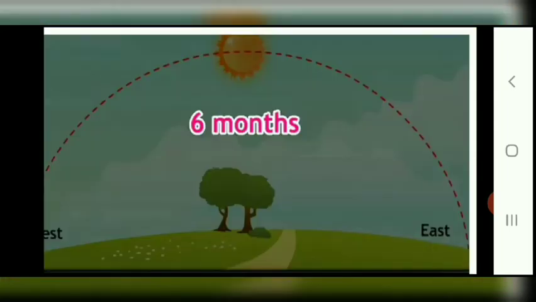At poles, the duration of the daytime lasts around 6 months. At the poles, sun rises on one equinox and sets on the next equinox. At the poles, the sun appears above the horizon and keeps moving around the horizon nearly for 6 months.